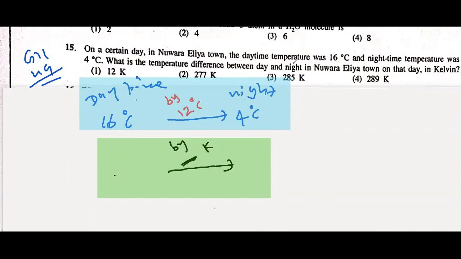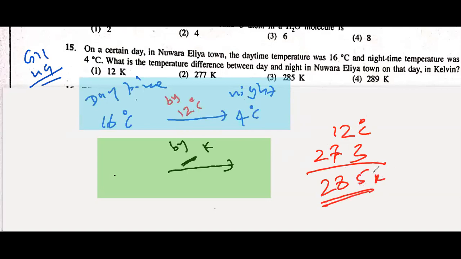Okay, some of you gave the third answer. How did you get the third answer? What did you do? You added 12 Celsius plus 273, right? That's how you got it. Is that correct? Those who have done this and got 285, please raise your hand. The temperature decreased by 12 degrees, and you add 273 and got 285 Kelvin. Please raise your hand.